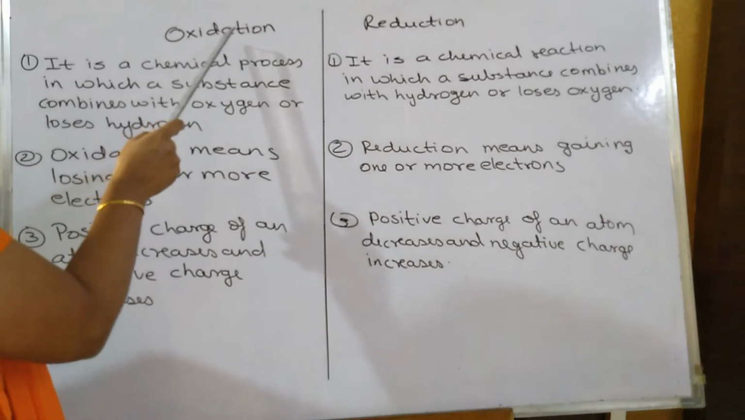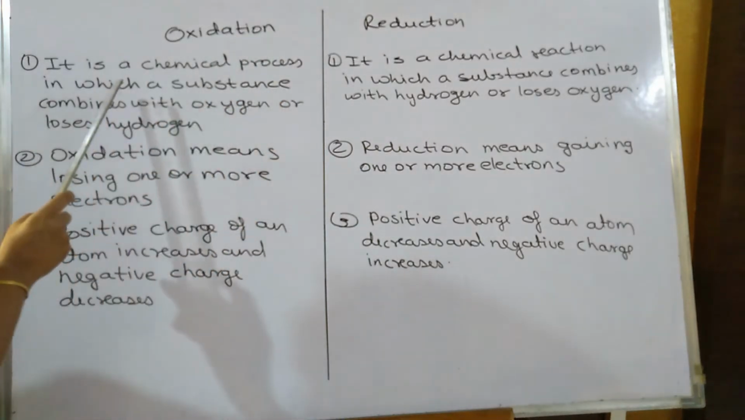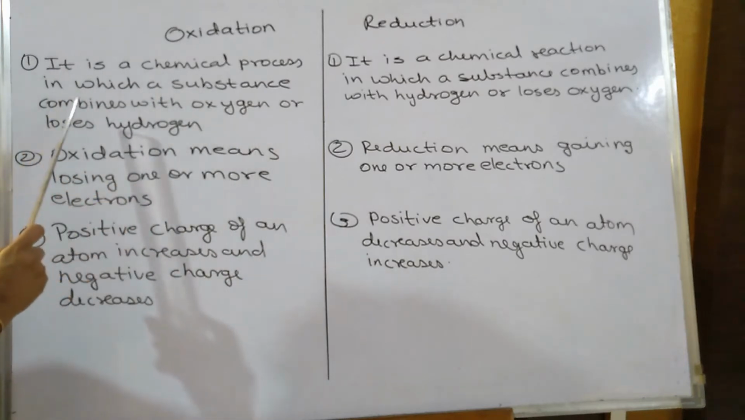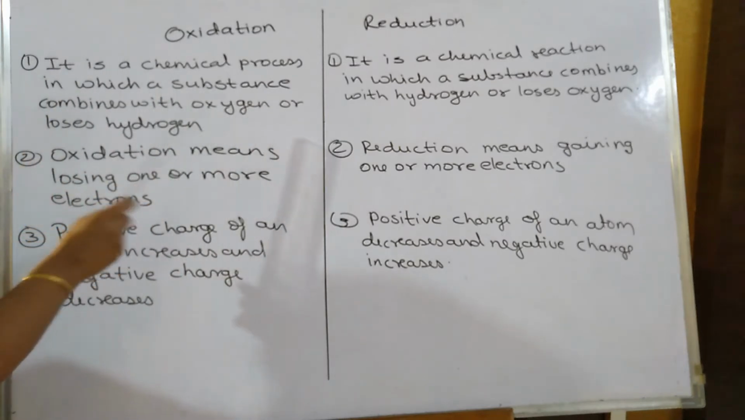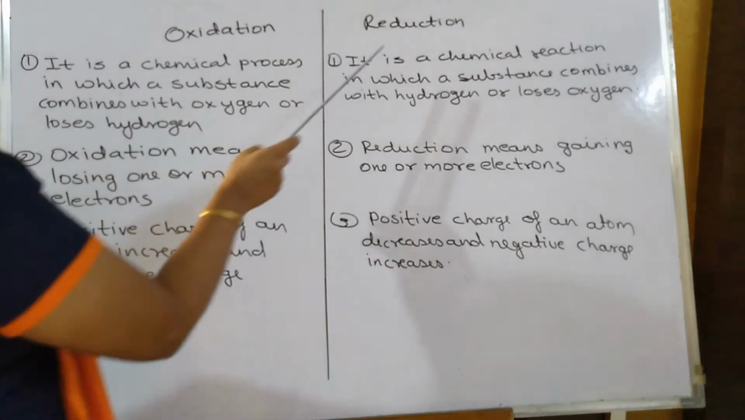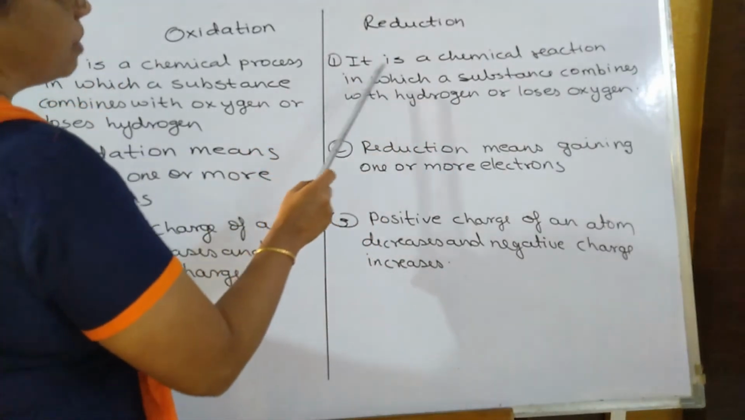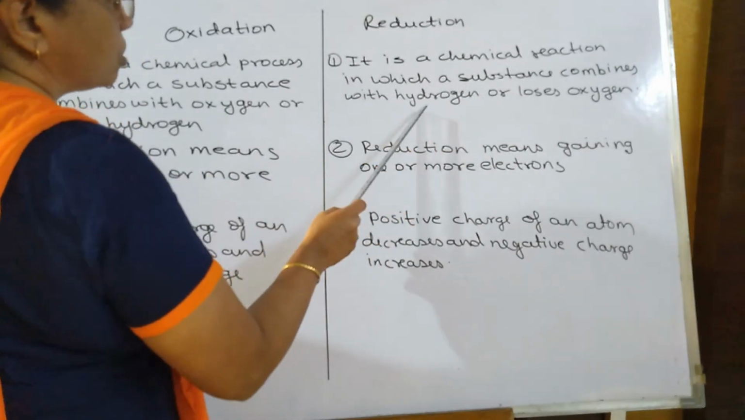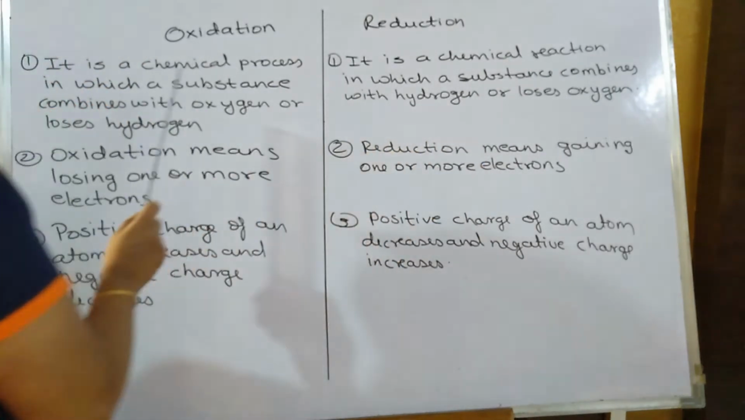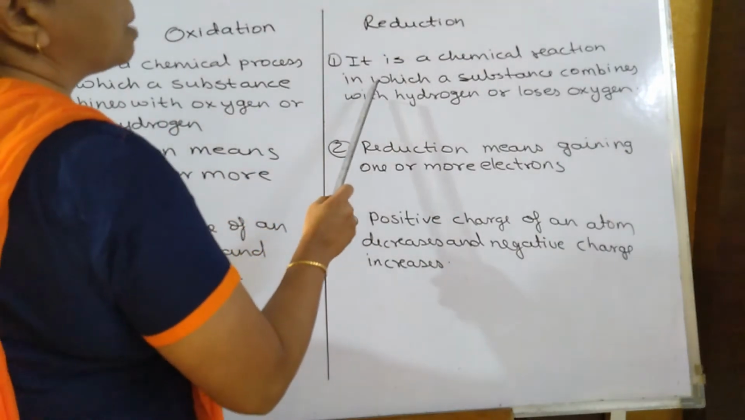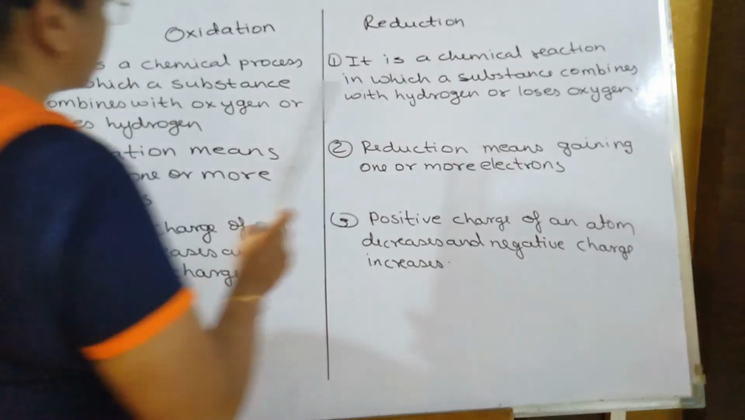What is the difference between oxidation and reduction? Oxidation is a chemical process in which a substance combines with oxygen or loses hydrogen. And reduction is a chemical process or reaction in which a substance combines with hydrogen or loses oxygen. Here it combines with oxygen and loses hydrogen. Here it is the other way around. It combines with hydrogen or loses oxygen.